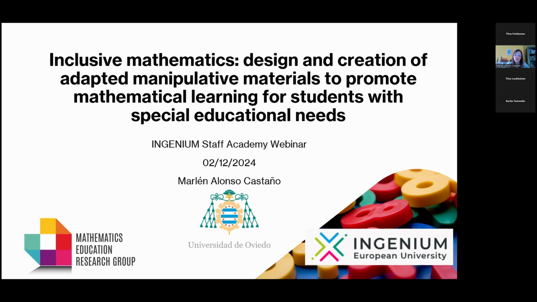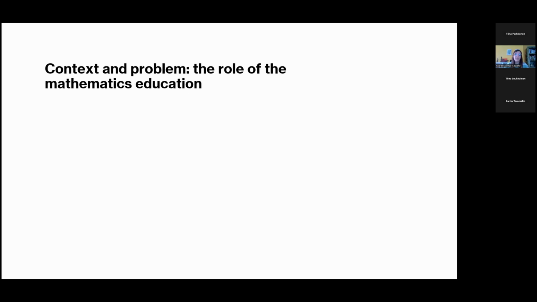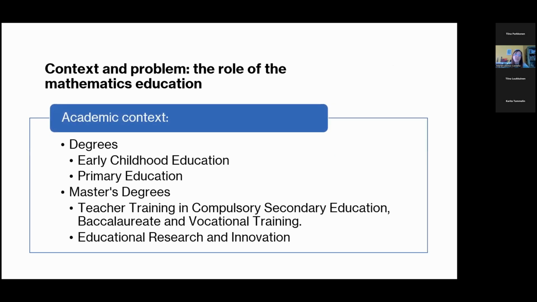The work that I'm going to present today is the innovation project that we are developing in my research area at the University of Oviedo regarding the adaptation of mathematical manipulative materials for students with special education needs. The area in which I work at the University of Oviedo, as I mentioned previously, is the area of mathematics education. So we teach the bachelor's degrees in early childhood education and primary education, as well as the master's degree in teacher training in compulsory secondary education, baccalaureate and vocational training, and the master's degree in educational research and innovation.